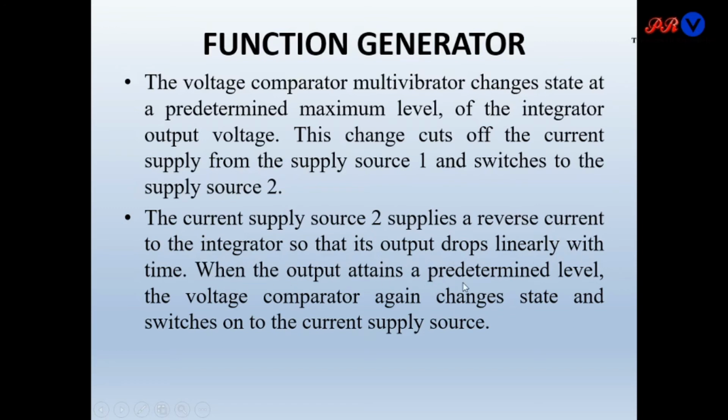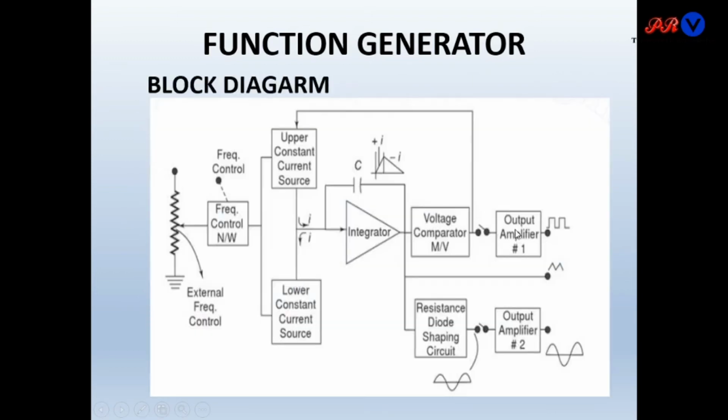When the output attains a predetermined level, the voltage comparator again changes state and switches on the current supply source 1. Means in this way it will change its state from high to low and low to high. So, it will generate a square wave, according to the current supplied to the integrator circuit.